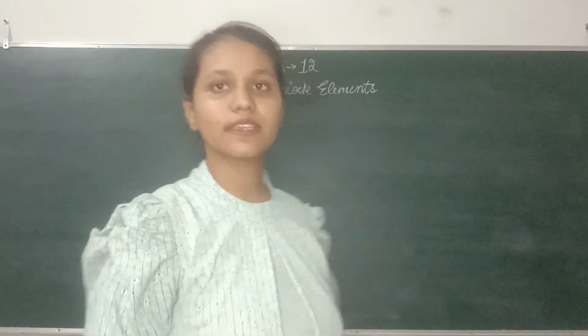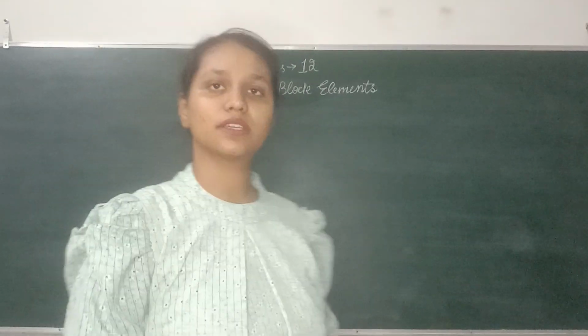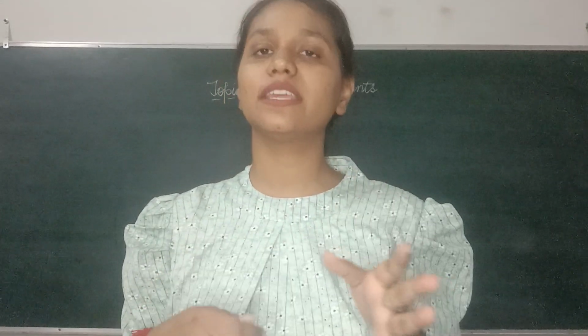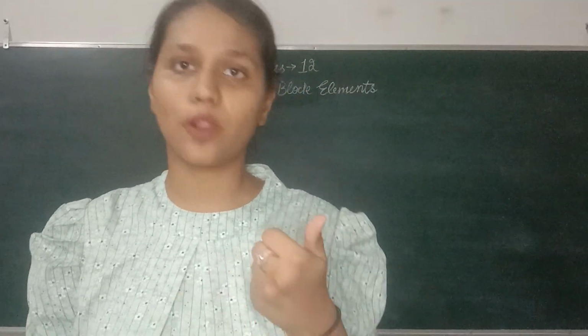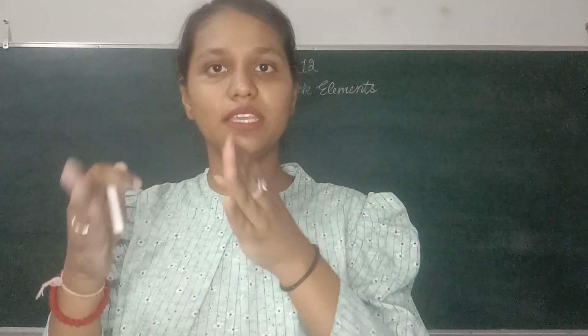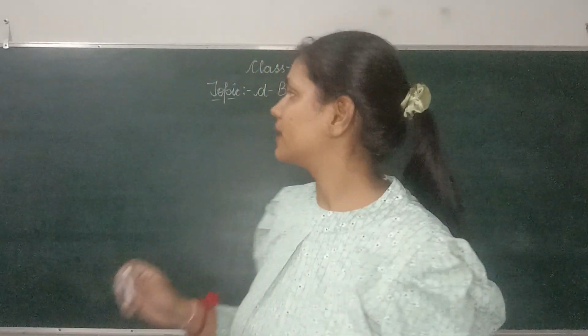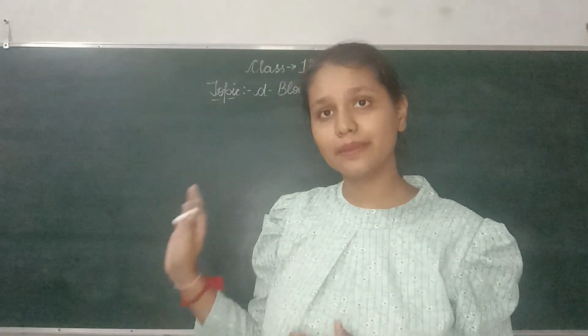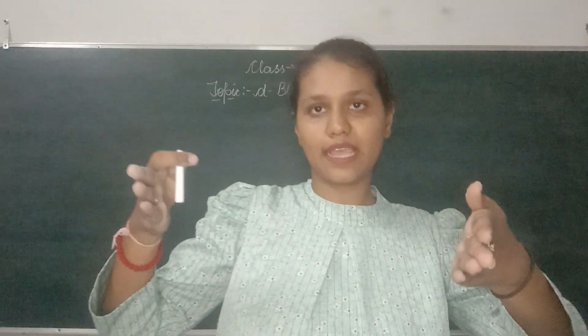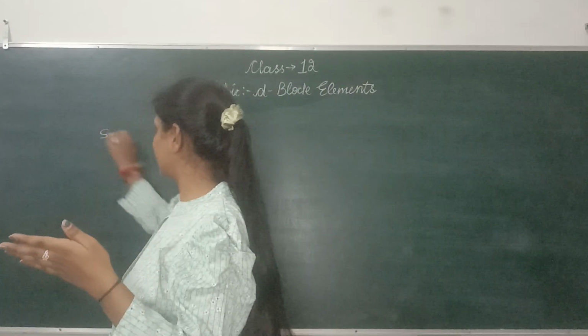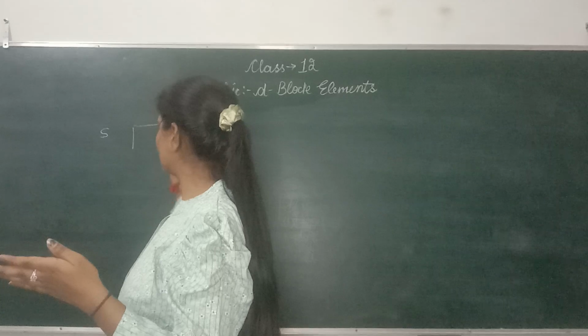Today we are back with our chemistry chapter, that is topic D block elements. In the periodic table, elements are divided on the basis of their properties into S, P, D, and F blocks. The D block is present in between the S block and the P block.